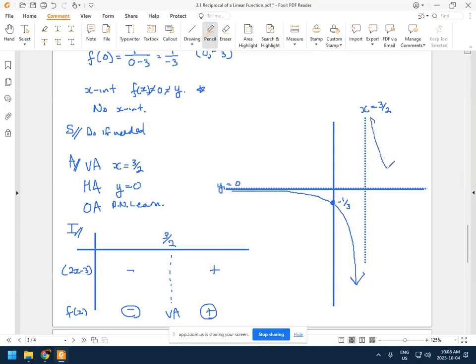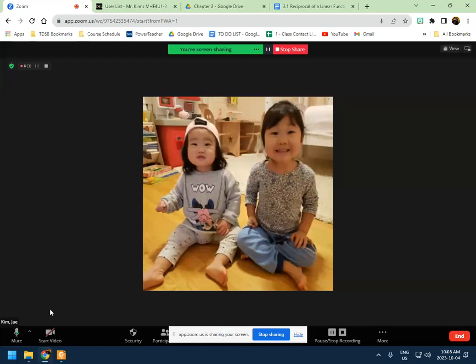like that. And if you're curious, you can try it on Desmos and you'll see the exact same thing. How about I do that for you very quickly?